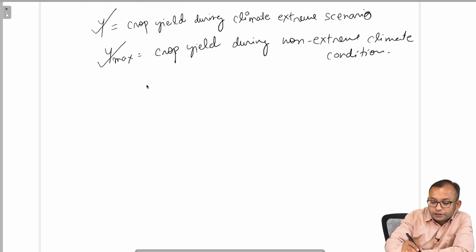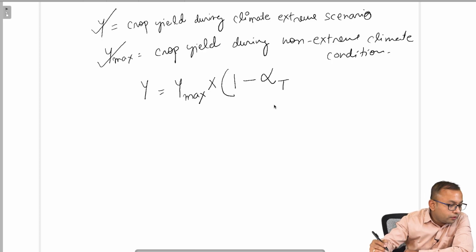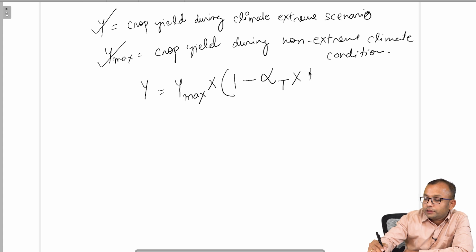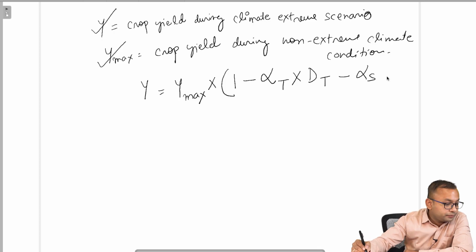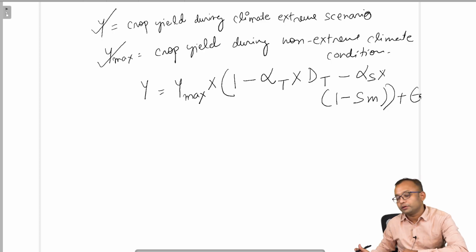We can make an equation like Y is equal to, let us say, Y max multiplied by, let us say, 1 minus alpha t. I will explain all of these terms. Then we have dt minus alpha s multiplied by, let us say, 1 minus sm. Okay, we can close this bracket, close this bracket, plus some sort of error term.